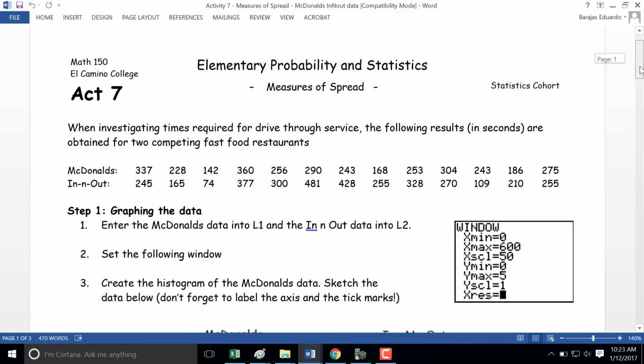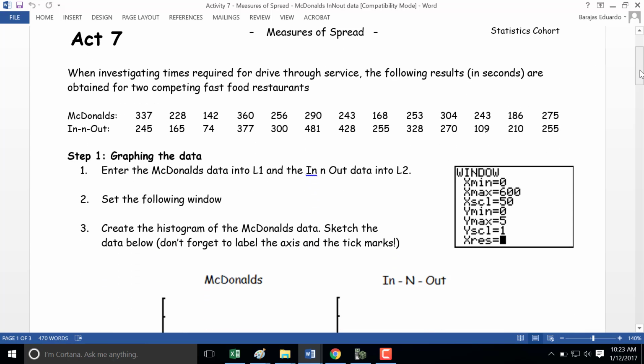The drive-through times of McDonald's and In-N-Out. So that's what this means. One customer went through their drive-through at McDonald's, and it took them 256 seconds to get their food. Another customer went through an In-N-Out, and it took them 428 seconds to get their food. Right, so this is just random information about a few customers that went through each of them.